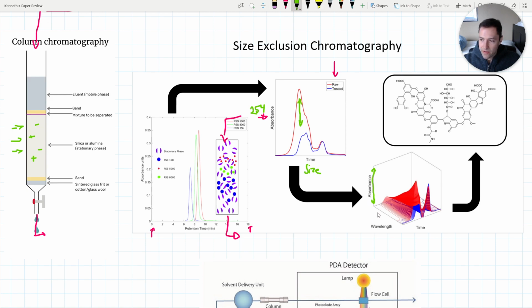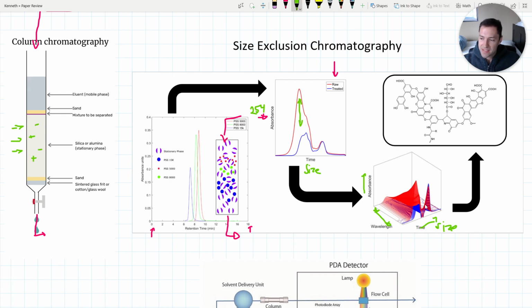Oh, sorry, I should say the wavelengths are down here. Of various wavelengths. And then we can look at the absorbance value as how much light it's absorbing as a function of time, like I said, which is also size. Okay. So for this reason, we have a 3D characterization of our water based on time, which is size, wavelength, and how much light it's absorbing.